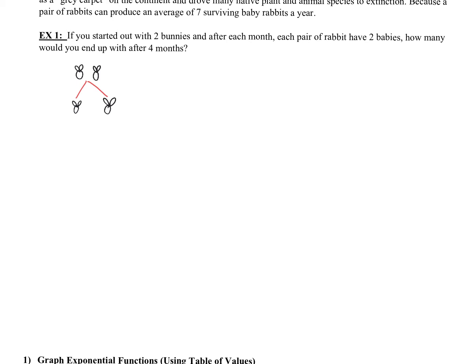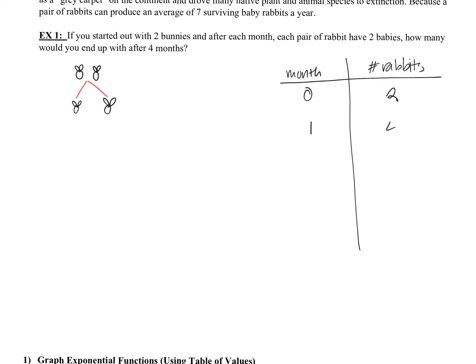All right, so let's go ahead and take a look at our chart. This will be the month, and then we have the number of rabbits as the other value. So at the beginning, month 0, we had 2 rabbits, right? So after the first month, how many rabbits did we have? Well, we had 4 rabbits. All right, so another month goes by, and each pair, remember, has babies. So this pair would have 2 babies.